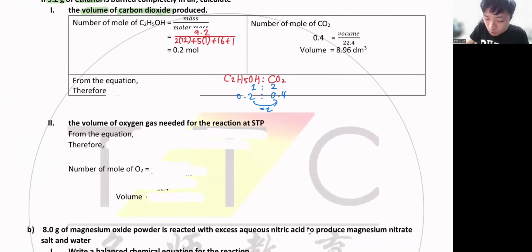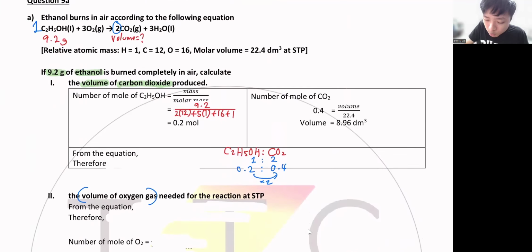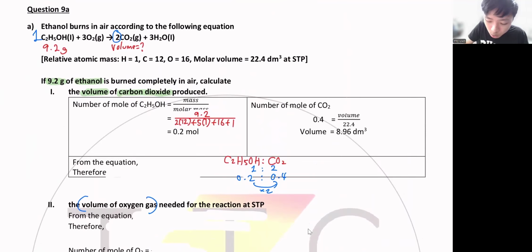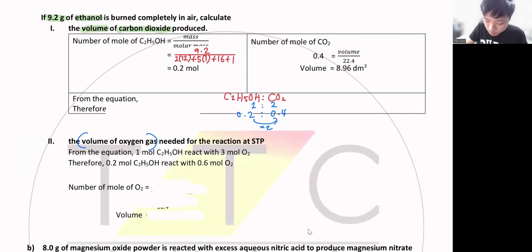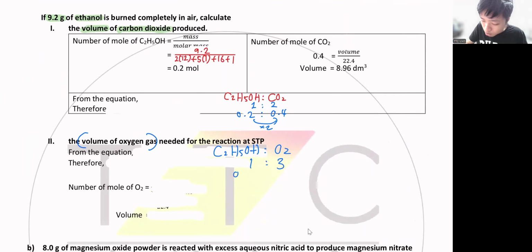Now the volume of oxygen gas needed for the reaction at STP. From the equation, do the ratio, same thing. Now they ask for oxygen gas, O2, volume. This one is 1 to 3, right? C2H5OH to O2, 1 to 3. So if you get 0.2, the O2 gets 0.6 mole. After that, you just multiply 0.6 by 22.4, which will get 13.44 dm cube.